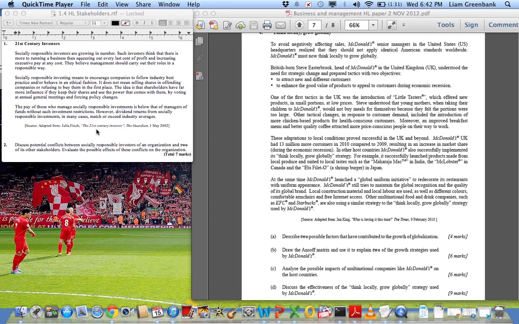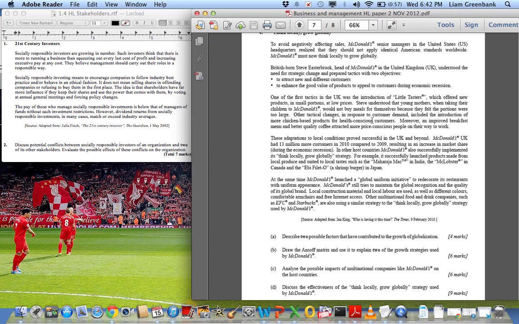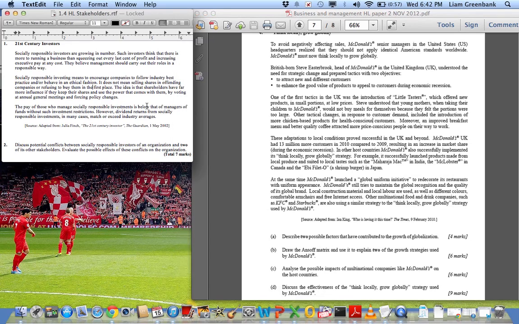So if we look to the document to the left here, we'll look at that first, and then I'll do another instruction on types of exam questions or test formats that you can expect for the rest of the course on the past paper on the right. Okay, so but first we'll look at the document on the left, 21st century investors.